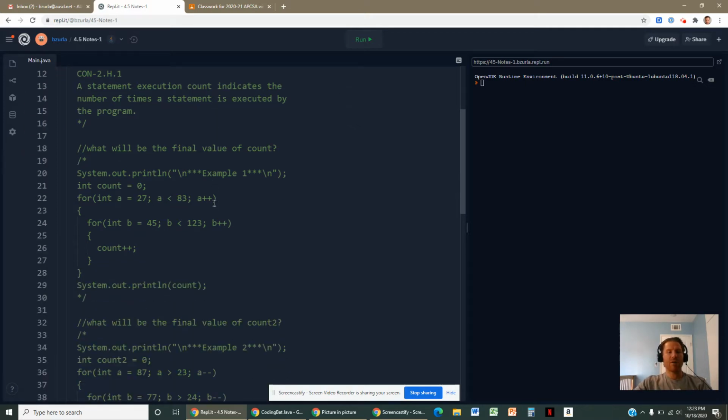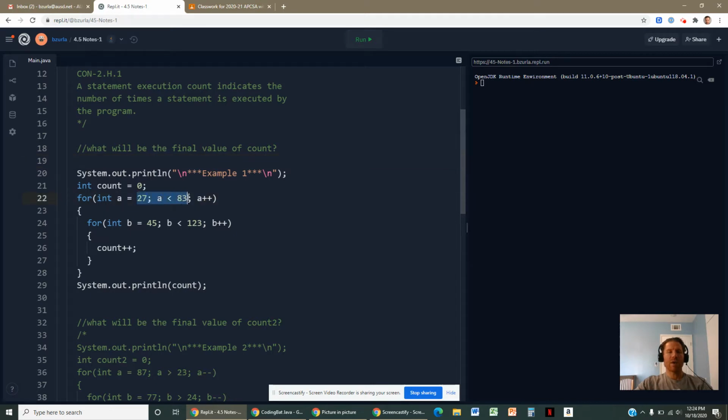So I've got a couple different examples for us to look at here. We're talking about statement execution count. If you can remember a few things from here, you can sort of figure anything out. We could also put some if statements in here and change the number of occurrences, but this is just going to teach you the basics. So this first one, example 1, what will be the final value of count? Let's try to figure it out before we run it.